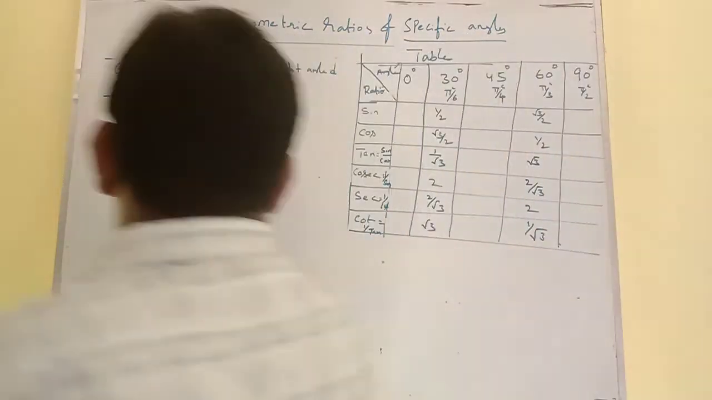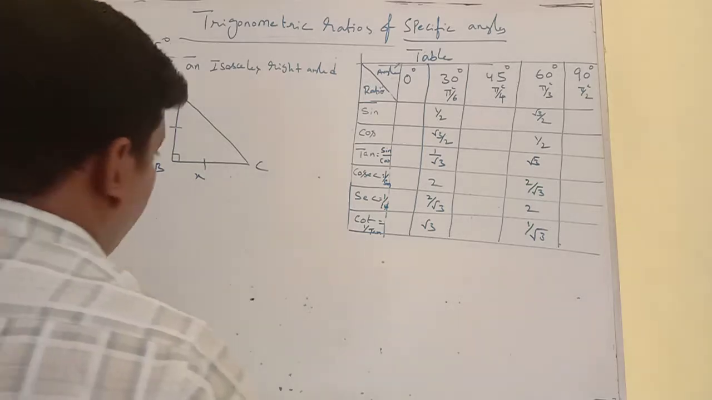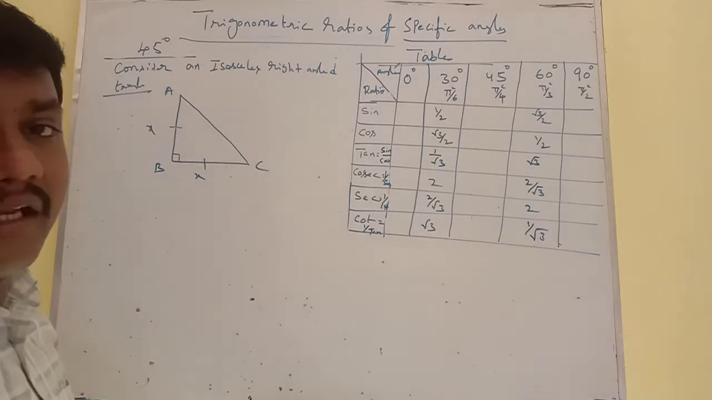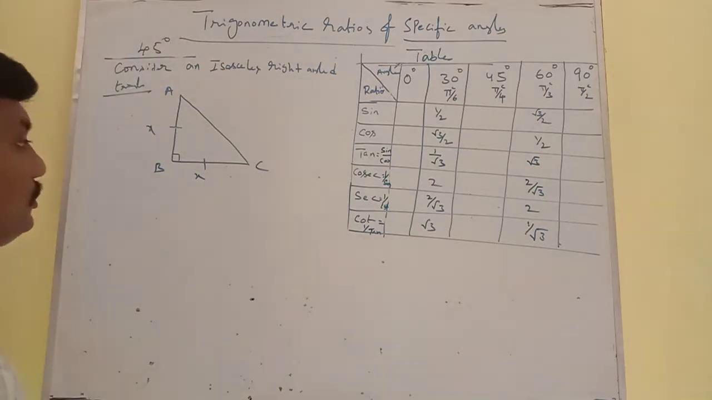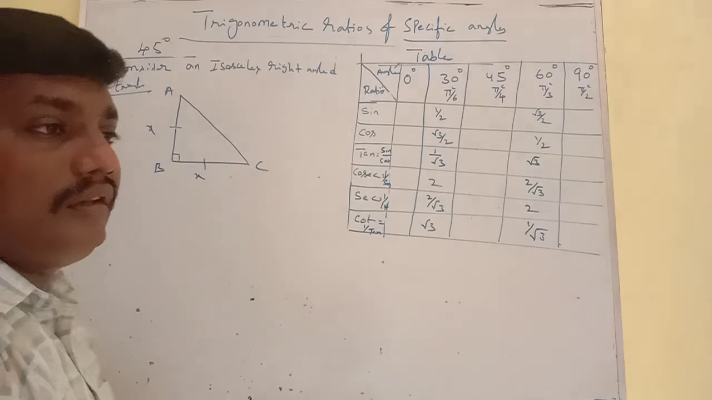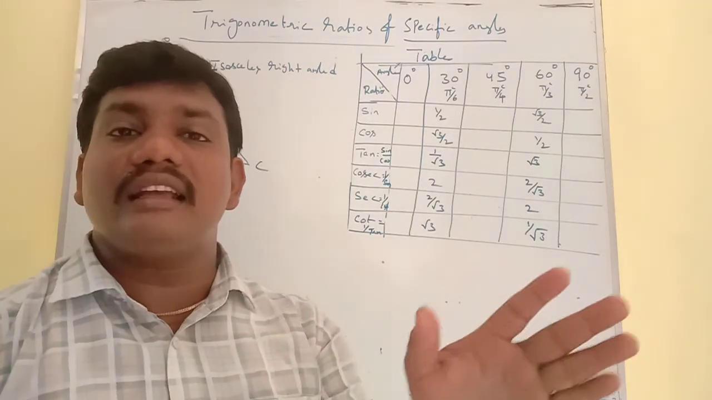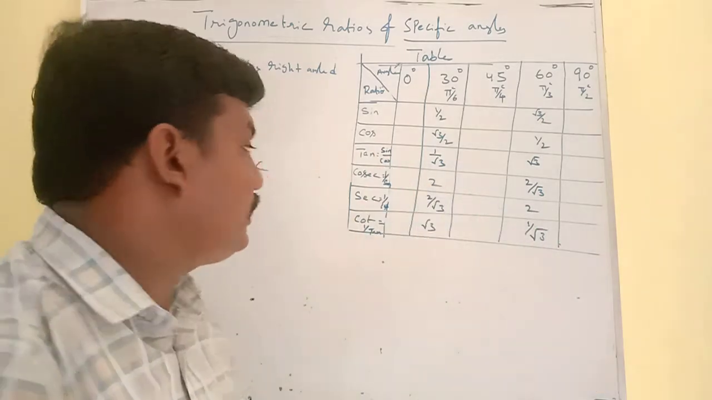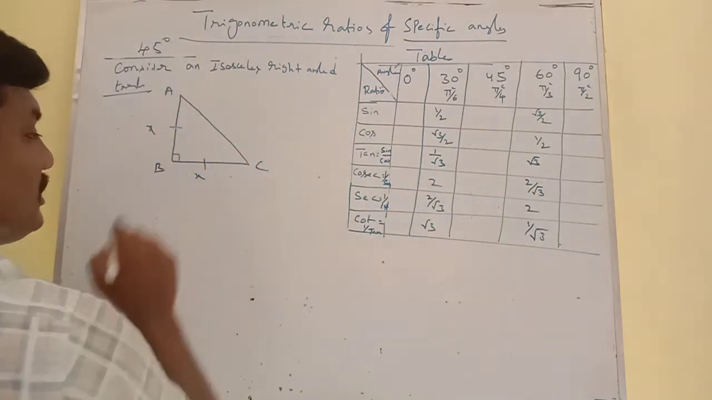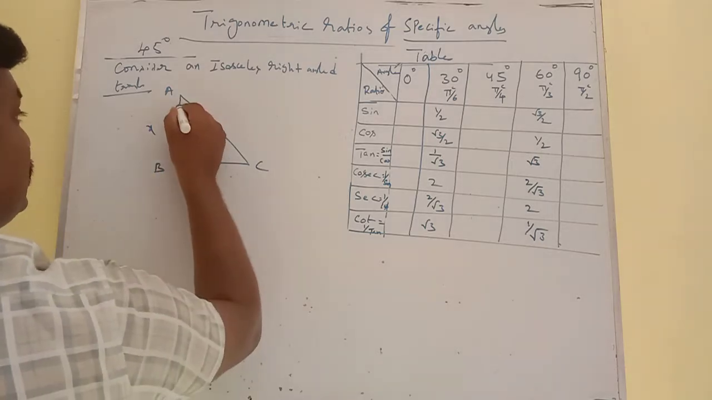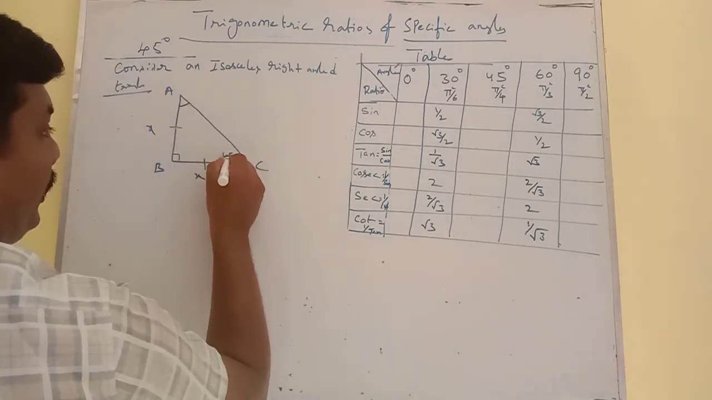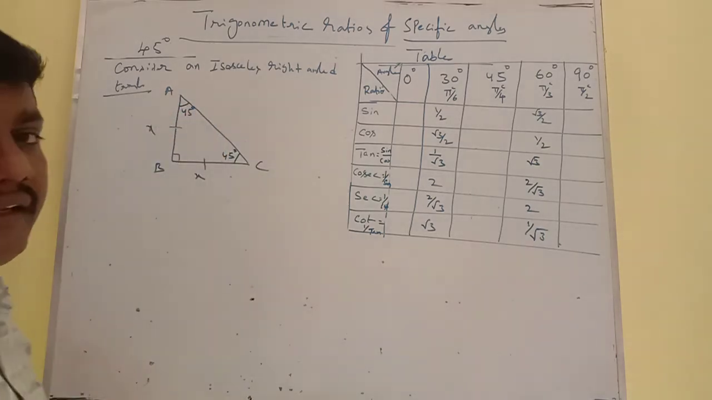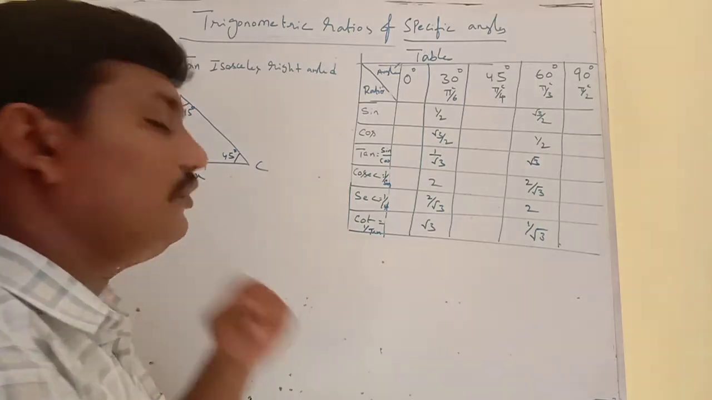So this is the right angle, 90 degrees. If two sides are equal, their opposite angles are also equal according to triangle properties. In a triangle, the angles which are opposite to equal sides are equal. So these two are equal sides. Now this is 90 degrees, so the remaining two angles are 45 and 45, because their sum is nothing but 90 degrees according to the properties of a triangle.